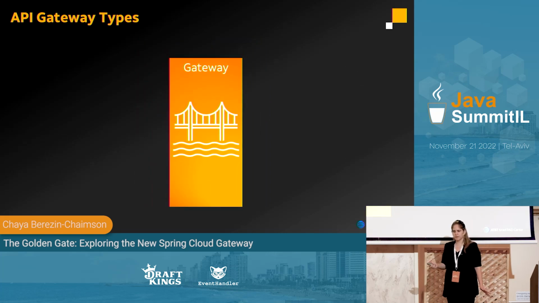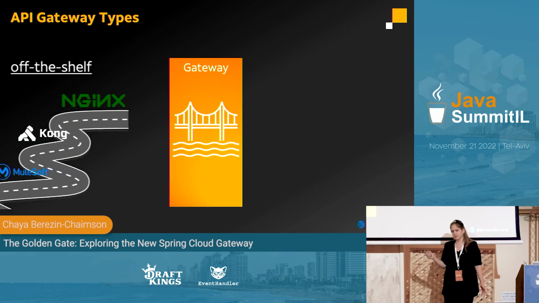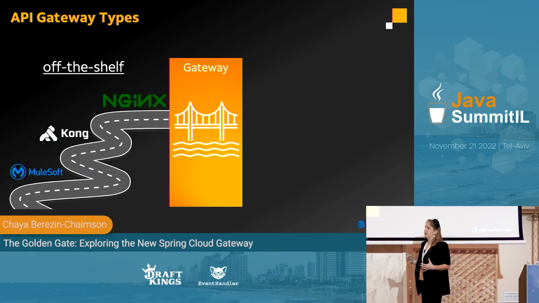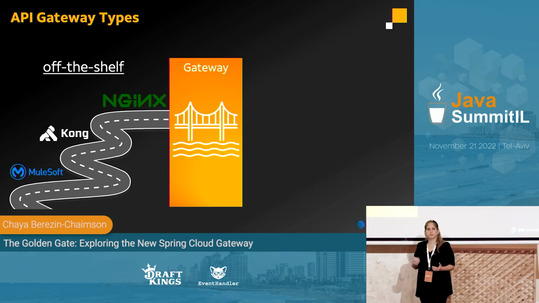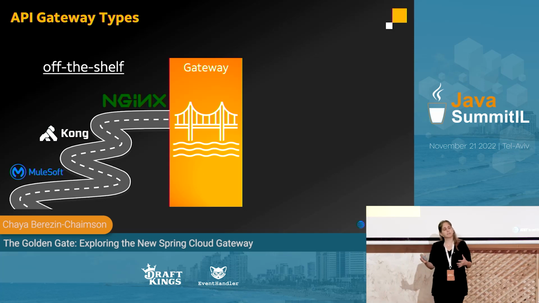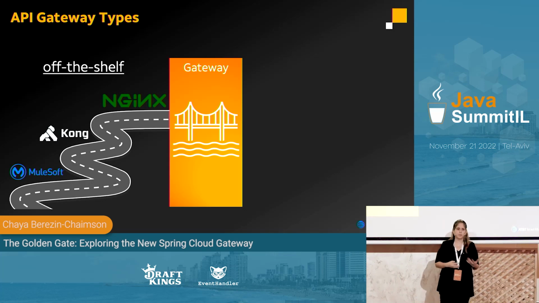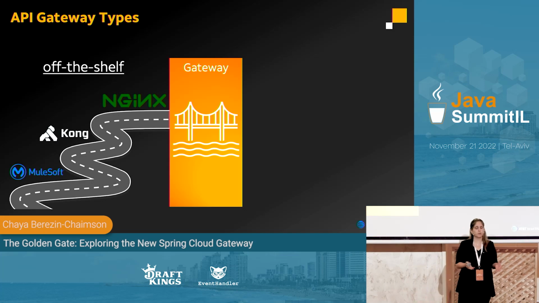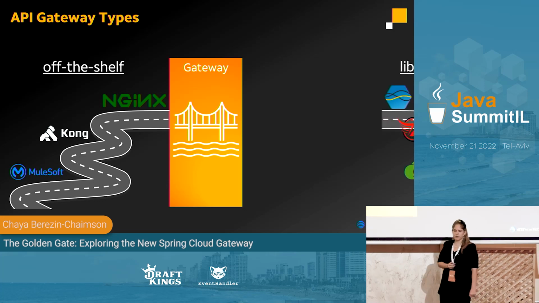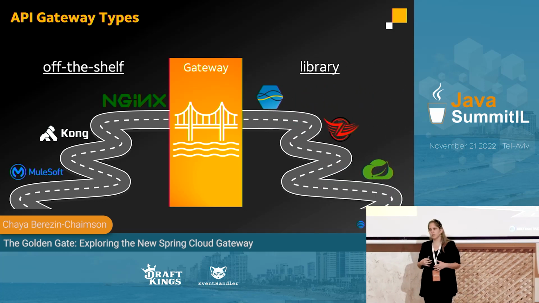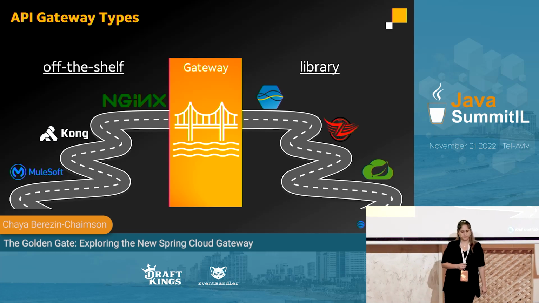Now, in the industry, there are two types of API gateway implementations. There are off-the-shelf products that we could take as is and configure the routing according to their documentation, maybe apply some customizations via plugins in Lua or something like this. But overall, it's a ready product that we could use as is. The other type of API gateway implementation is libraries that we could consume in our own application and customize according to our own needs.